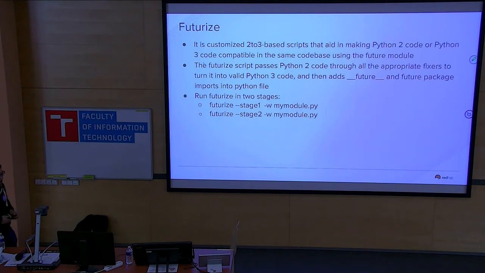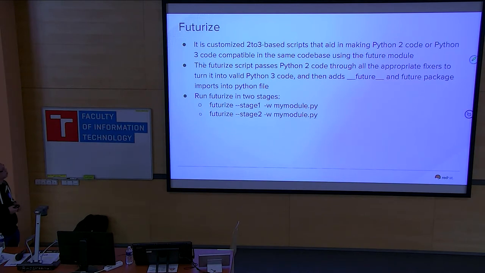So futurize is also another tool. It's actually a customized 2to3 based script that helps you make Python 2 code or Python 3 code compatible in the same code base. 2to3 just converts your code to Python 3; it doesn't make your code compatible in the same code base. Futurize can do that.